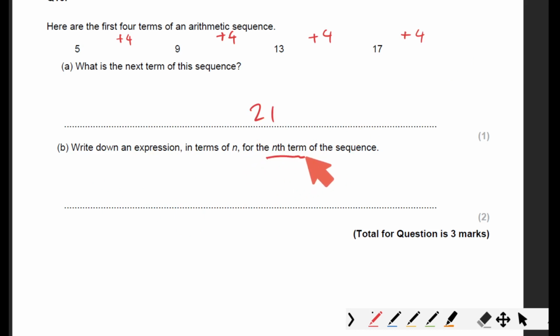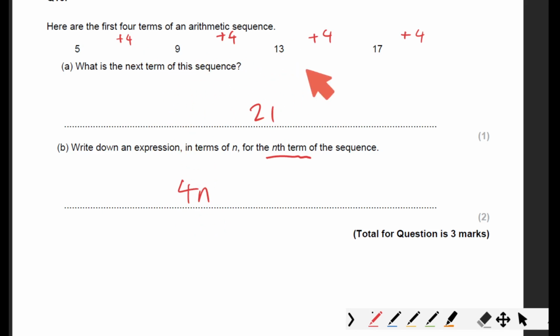Write an expression in terms of n for the nth term. We're looking for the nth term. If you look at this, it's going up in steps of 4, so you write 4n. If they were going up in steps of 5, you'd write 5n. If they were going up in steps of 7, you'd write 7n, etc.